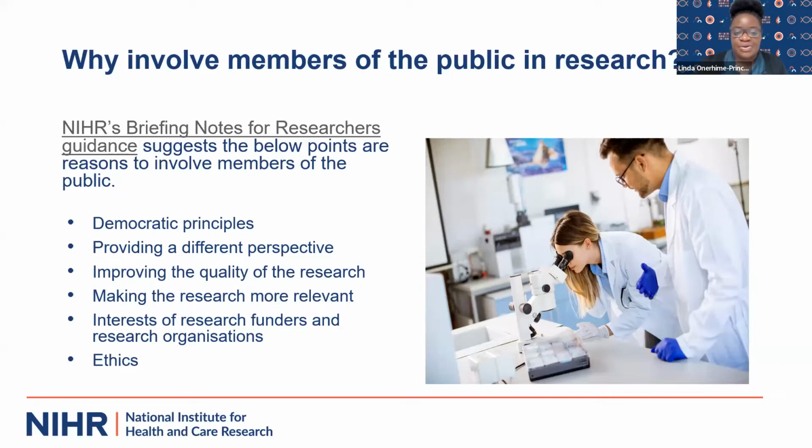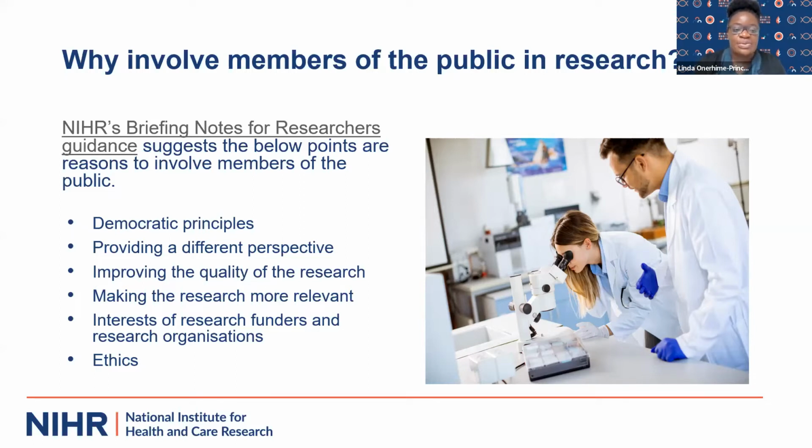So first of all, democratic principles. People who have been affected by research should have a say in it. Again, it provides empowerment; people feel empowered when they get involved in research, especially when it affects them. The second is providing a different perspective. Very often, I'll give my example of type 2 diabetes. A researcher could be doing research on type 2 diabetes, but may not have the lived experience of having type 2 diabetes. So it'd be useful to have members of the public get involved in research who have that lived experience. So that's providing a different perspective.